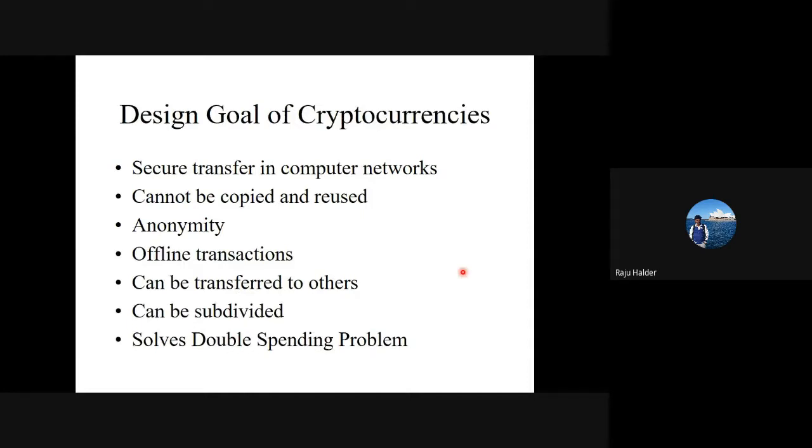So now, these are the design goals of cryptocurrencies. We have to ensure that transfer will be secure enough and cannot be copied. One Bitcoin cannot be copied, and the same Bitcoin cannot be reused. Anonymity should be preserved because, as I already told, real identity cannot be used. Only the hash of the public key can be used, so using it you cannot infer who the actual person is. So anonymity can somehow be preserved.